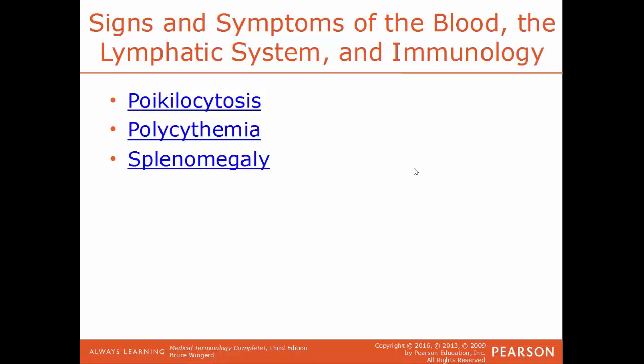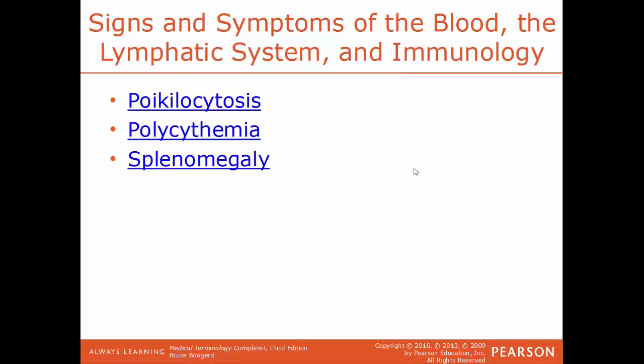Polycythemia, this is a reference to having an abnormal increase in the amount of hemoglobin in the blood. This can be caused in one of two ways, either by having a reduction of the plasma in the blood, the actual liquid part of the blood, or by having a large increase in the number of red blood cells in the blood. Either one of those will increase the concentration of hemoglobin throughout the blood.